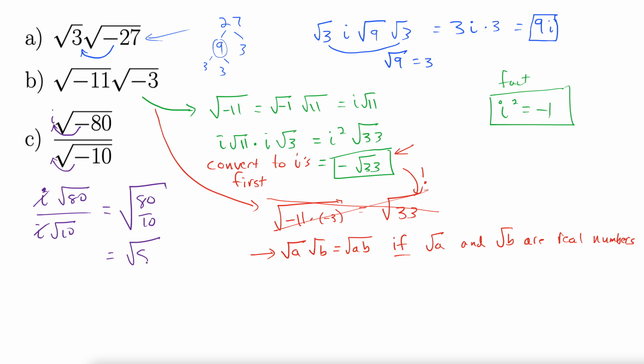That leaves us with rad 8. Well, for 8, we're looking for a perfect square inside, 4 and 2. 4 is our perfect square, so we'll write this rad 8 as rad 4 times 2. And then rad 4 is 2, leaving behind a 2 inside the radical, 2 rad 2 for that one.